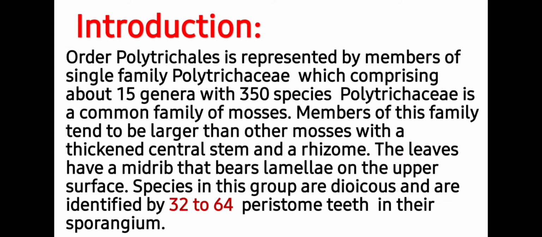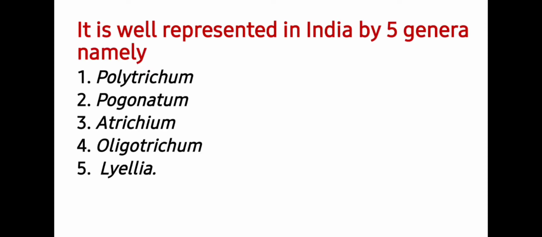Species in this group are dioecious, meaning here you will find both male and female sex organs on separate plants, and are identified by 32 to 64 peristome teeth in their sporangium. So the special feature you will find here: leaves bear lamellae, and the plants are generally dioecious. It is well represented in India by 5 genera, and these are Polytrichum, Pogonatum, Atrichum, Oligotrichum and Lamellae.